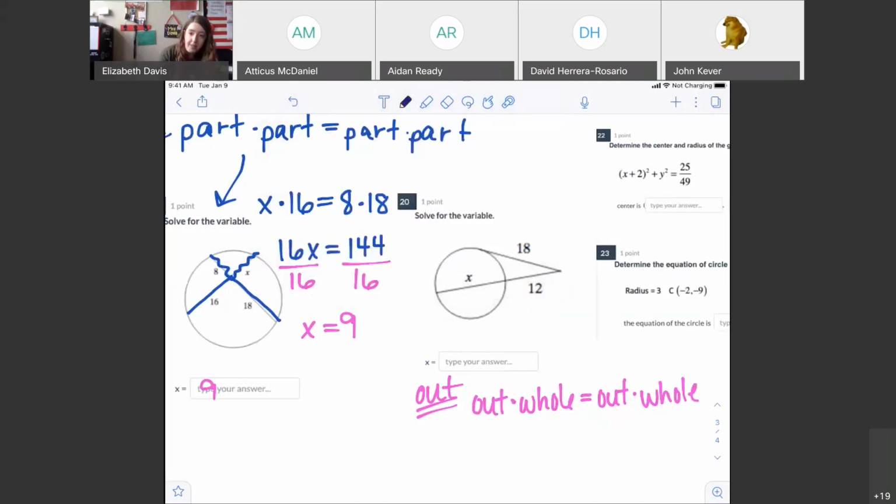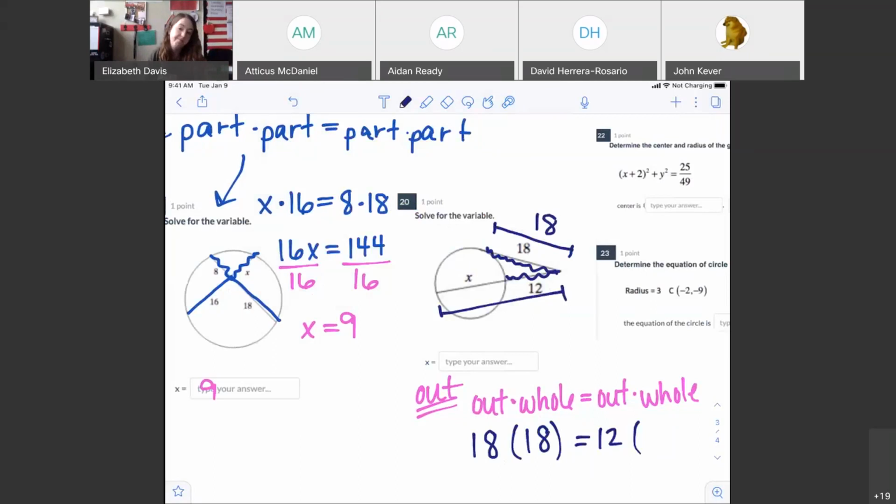So on this top piece, my outside part is 18, and the whole thing is also 18, equals. The outside part over here is 12 times. What's the whole thing here?